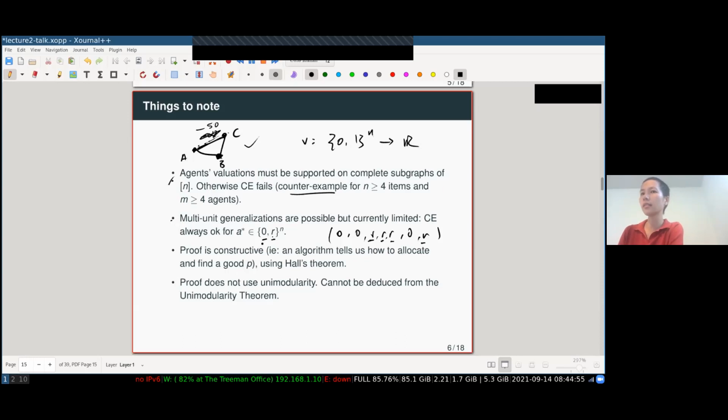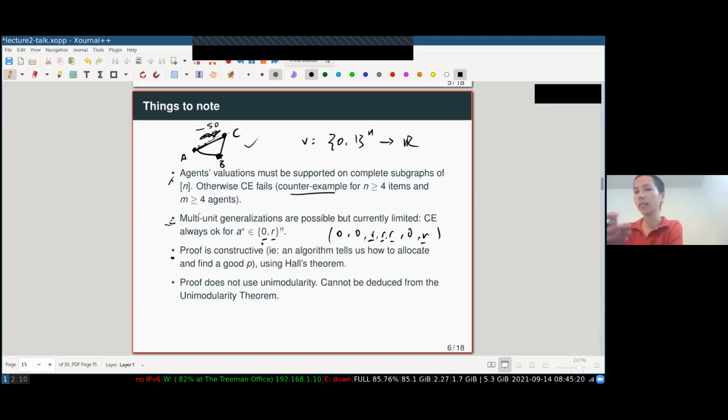And I should say that this is not true in general. If you have competitive equilibrium for the cube, you can't immediately generalize this to this dilated cube. This is generally not true, so this took a little bit of sweat to prove as well. Our proof is constructive. It is an algorithm that tells you how to allocate and how to find the prices.